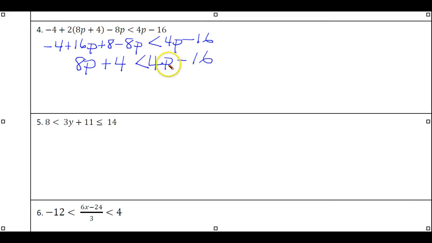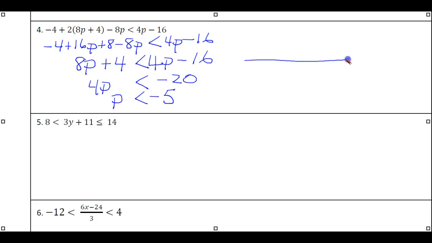So I'm going to transpose the 4 to this side, subtract it from the 8, we get 4p. We're going to subtract 4 from this side. We keep our inequality sign. This is going to be a negative 20. We're going to divide both sides by 4. So p is less than negative 5. Dividing both sides by 4. Notice since we're dividing by a positive, we do not have to reverse the sign.